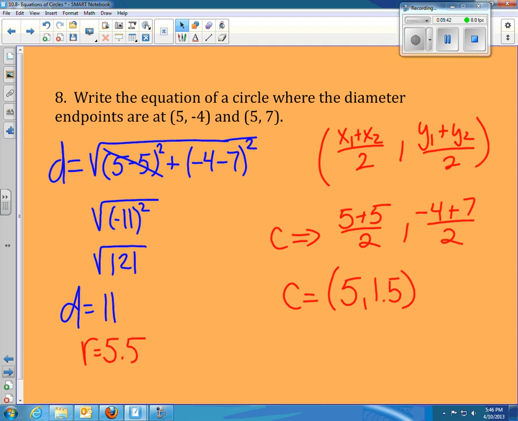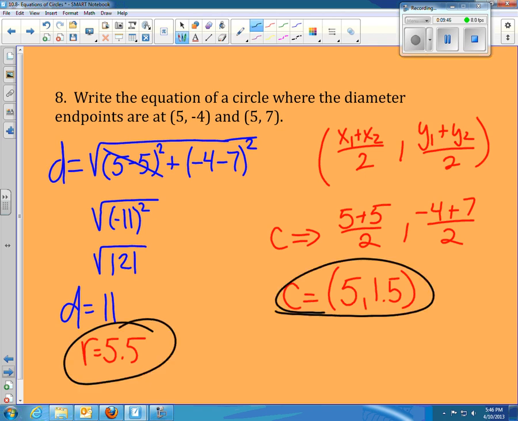Now that you have your radius and your center, you can write the equation all on your own.